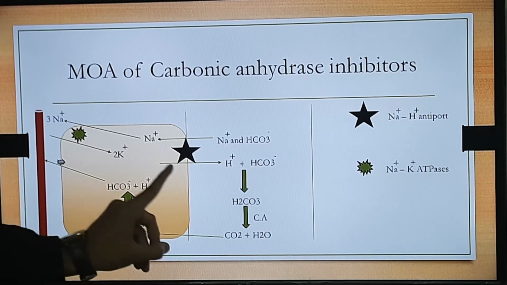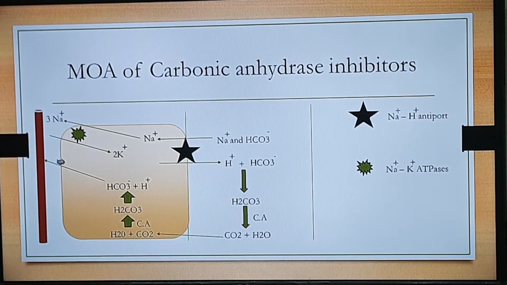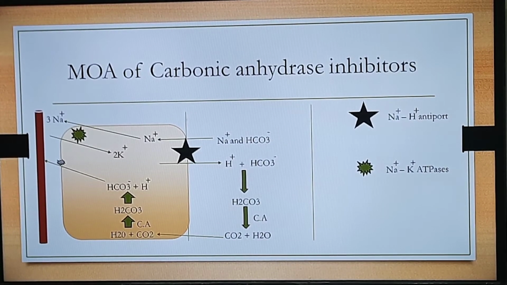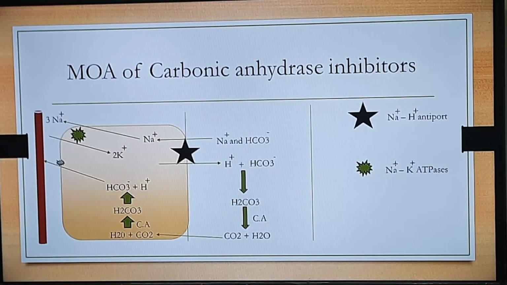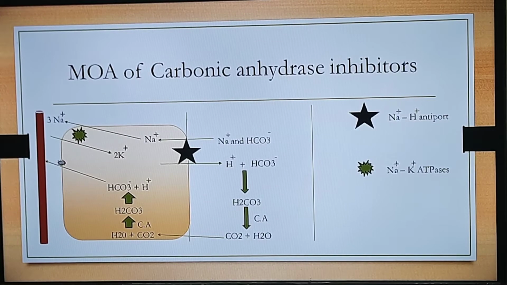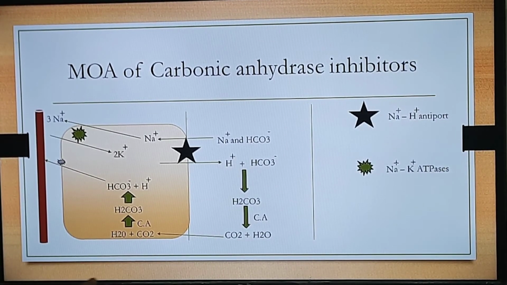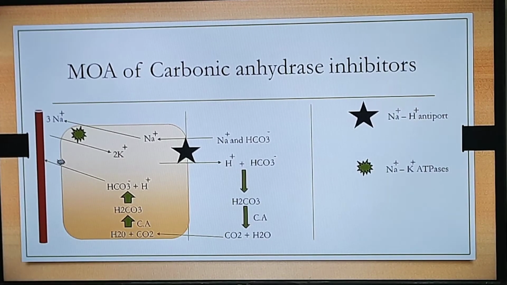Now when this hydrogen molecule comes into the lumen, it combines with our bicarbonate ion, and from this combination an important acid is formed, known as carbonic acid, which is represented as H2CO3. Now this carbonic acid, in the presence of a very important enzyme known as carbonic anhydrase, is getting converted into CO2 and H2O. Now this CO2 and H2O can easily pass through our cell membrane.